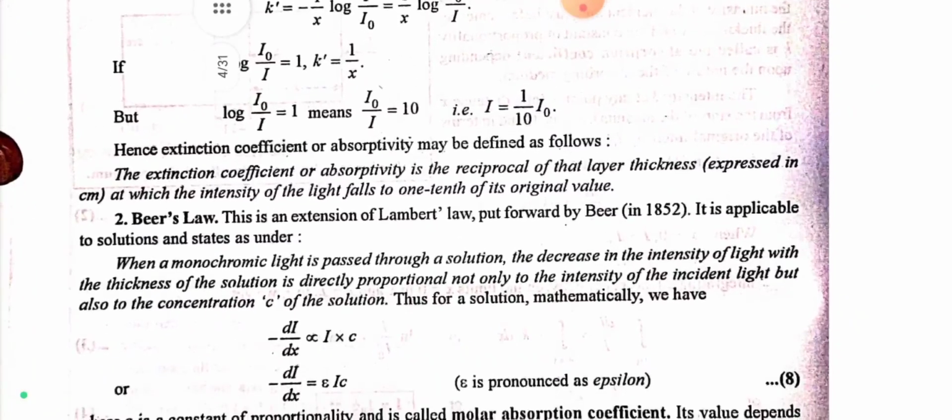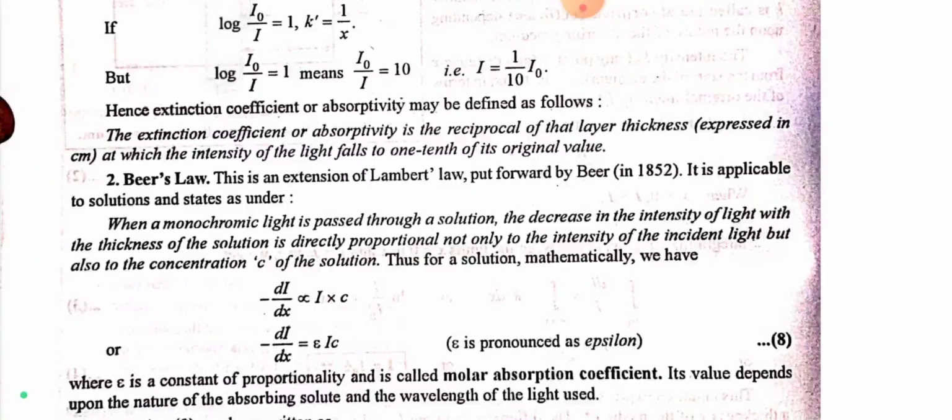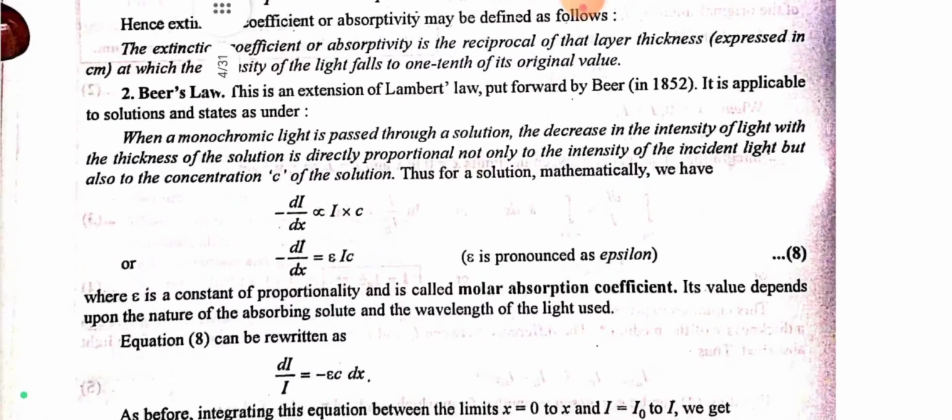minus dI/dx proportional to I into C, minus dI/dx is equal to epsilon IC. Epsilon is pronounced as epsilon. Equation number 8, where epsilon is a constant of proportionality and it is called the molar absorption coefficient. Its value depends upon the nature of the absorbing solute and the wavelength of the light used.